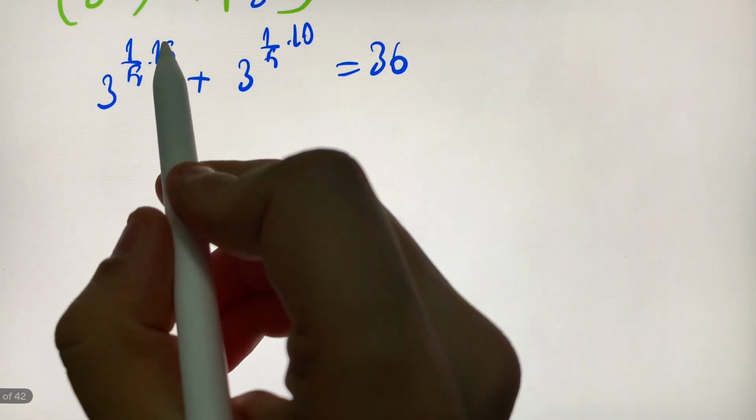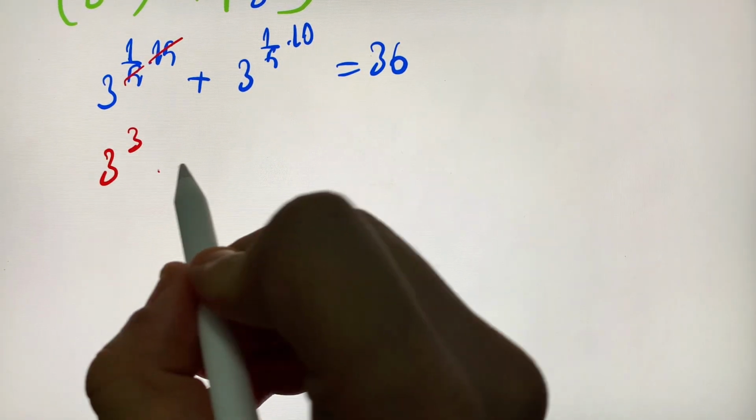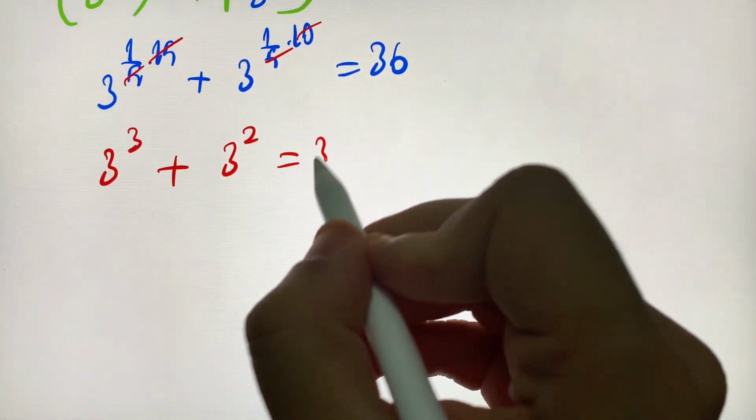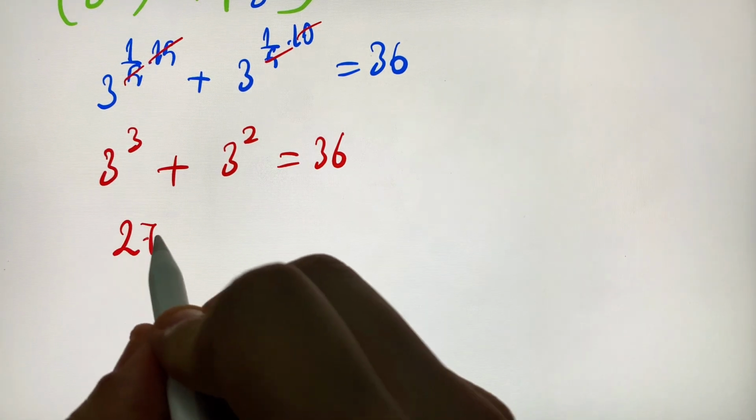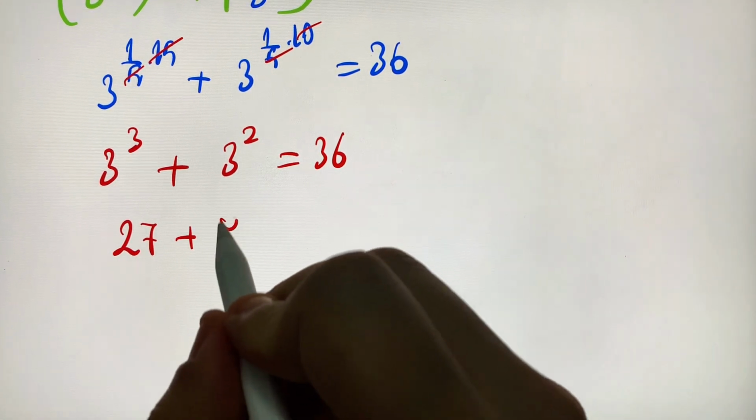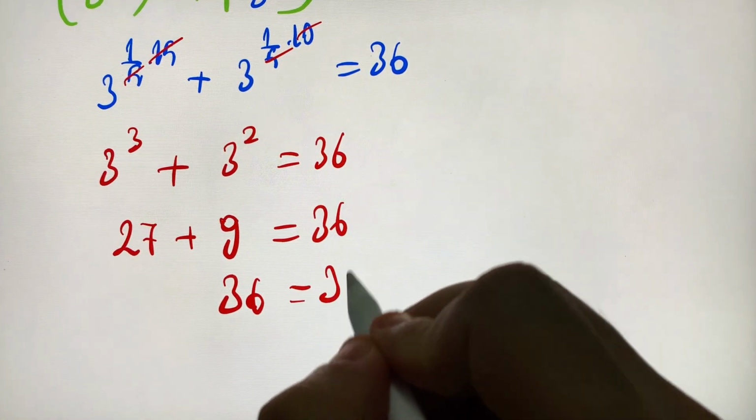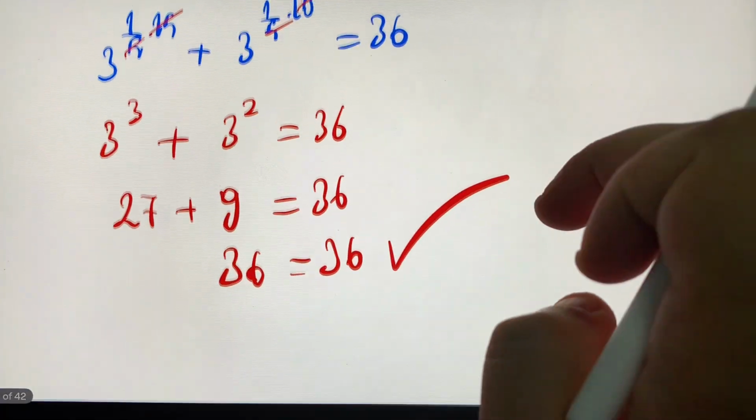If we continue, look, when we multiply them, what will come from here? 3 to the 3 plus 3 to the 2 is equal to 36. We know what the third power of 3 is, 27, and we know what the square of 3 is, 9. 27 plus 9 equals 36. Yes, indeed, 36 came. So we solved the question, right guys?